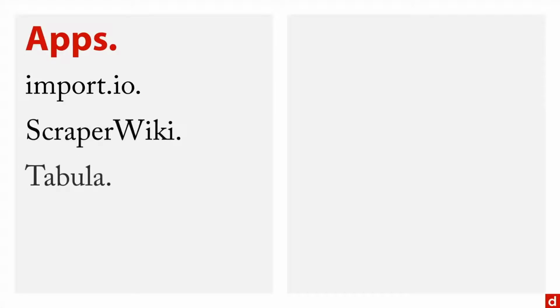Number one is to use apps that are developed for this. So for instance, import.io is one of my favorites. It's both a web page, that's its address, and it's a downloadable app. There's also ScraperWiki. There's an application called Tabula, and you can even do scraping in Google Sheets, which I'll demonstrate in a second, and Excel.